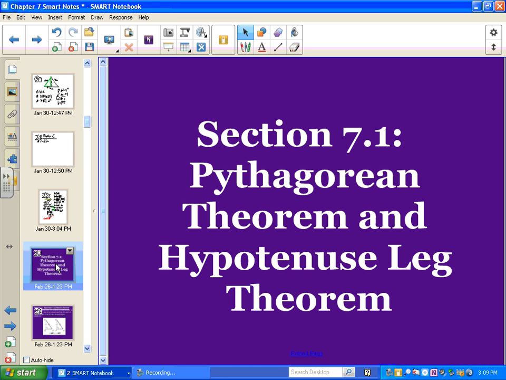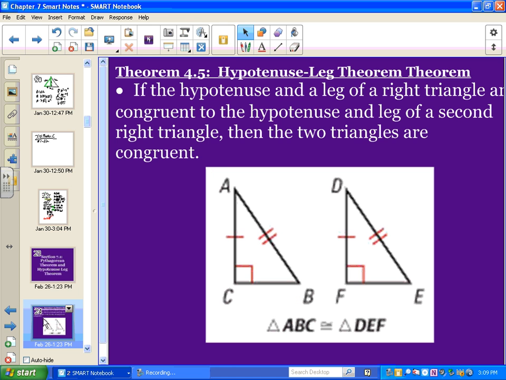So opening up to that theorem in your notes, this is theorem 4.5, hypotenuse-leg theorem. And it says, if the hypotenuse and a leg of a right triangle are congruent to the hypotenuse and leg of a second right triangle, then the two triangles are congruent.